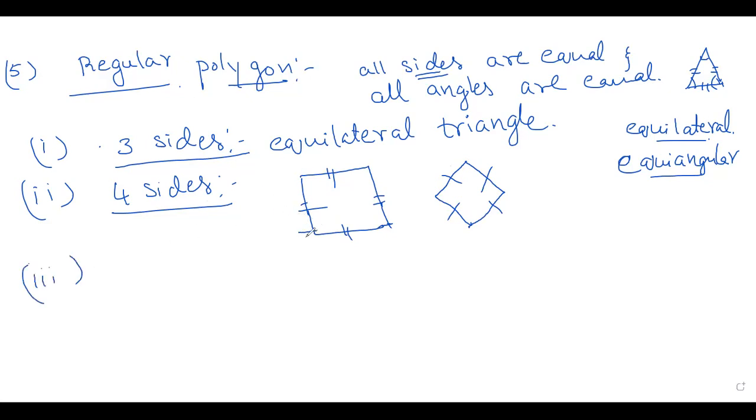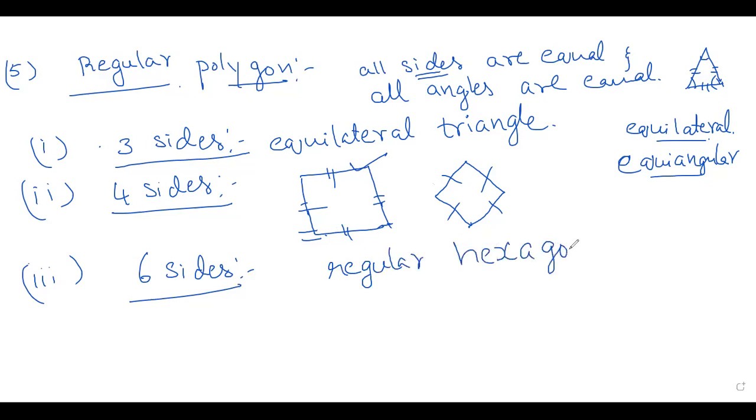So write the answer. Four sides, that is square, and six sides. So write for square. Then six sides, children. What is a six-sided figure called? Regular hexagon. A six-sided figure is called a hexagon.